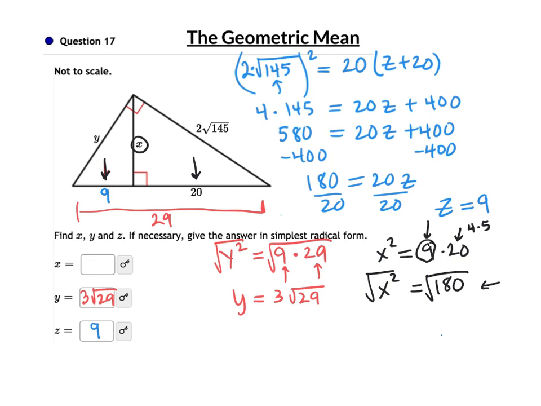9 is a perfect square, and 4 is a perfect square, and 4 times 9 is 36, another perfect square. 180 divided by 36 is going to be 5. This is 36 times 5. I can take the square root of 36. That would be 6. 6 root 5 then is my answer for x.